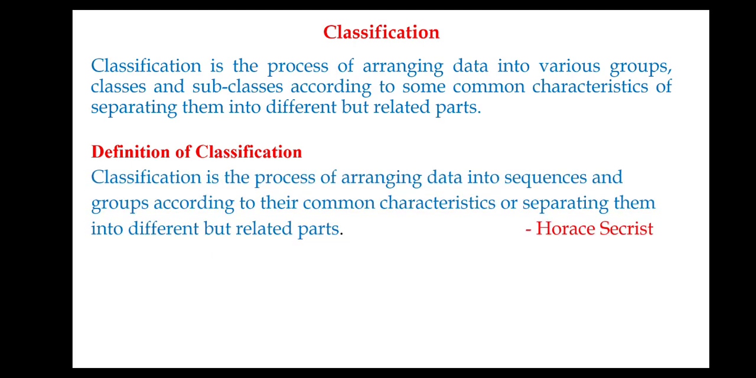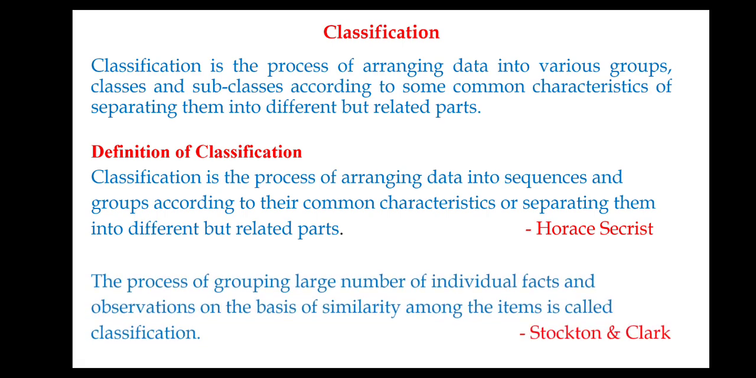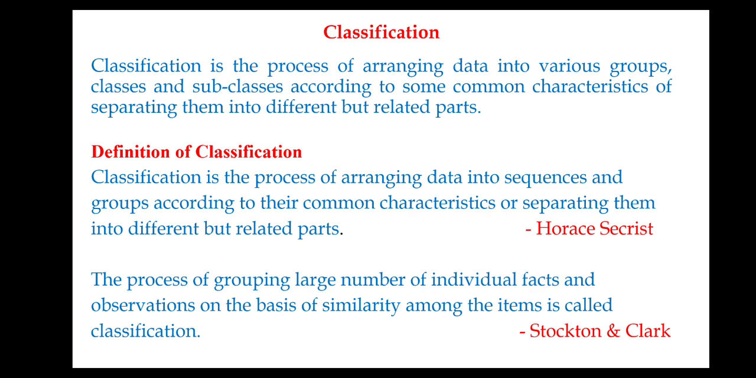Definition of classification. Here also the definitions are given in different formats. One is by a famous statistician, Professor R.S. Christ: arranging data into sequences and groups according to their common characteristics, or separating them into different but related parts. Either you can write it as the meaning or as the definition. One more definition is by Stockton and Clark: the process of grouping a large number of individual facts and observations on the basis of similarity among the items is called classification. These are three different forms of classification. You can write any one, then you will get it as the classification definition.